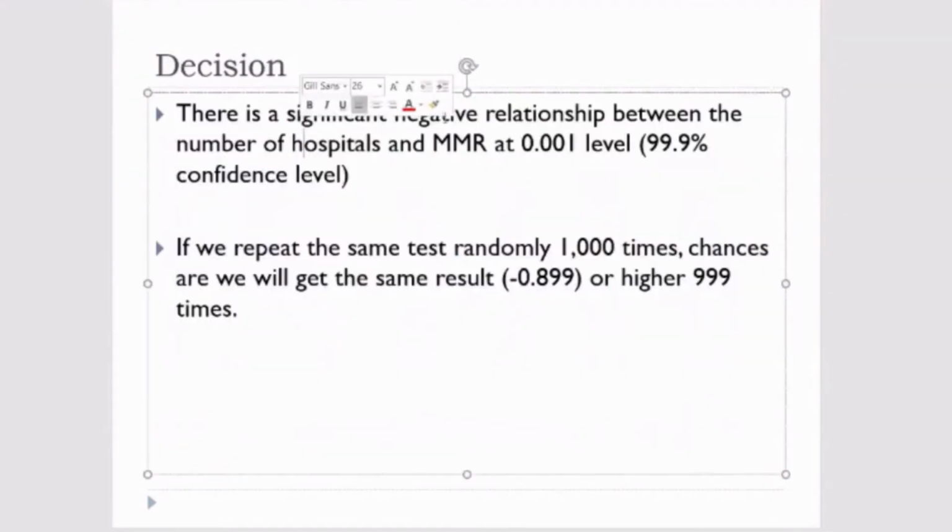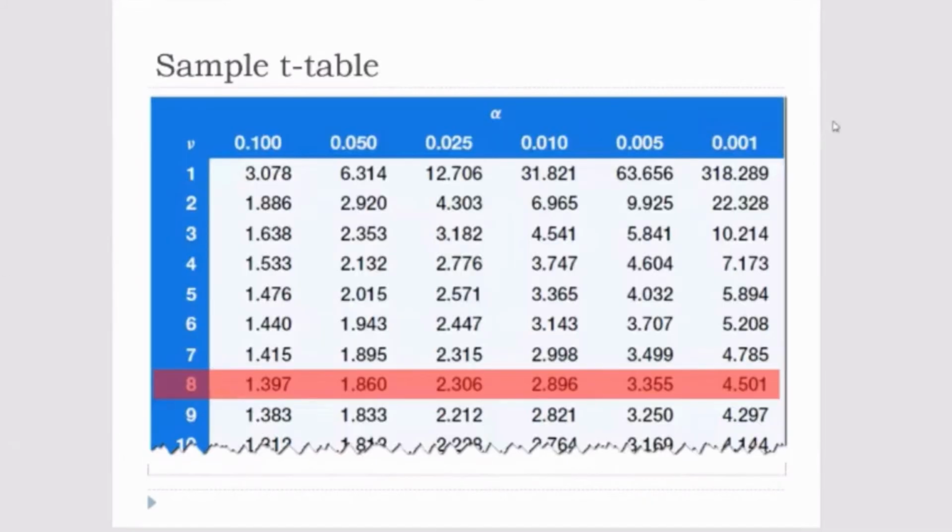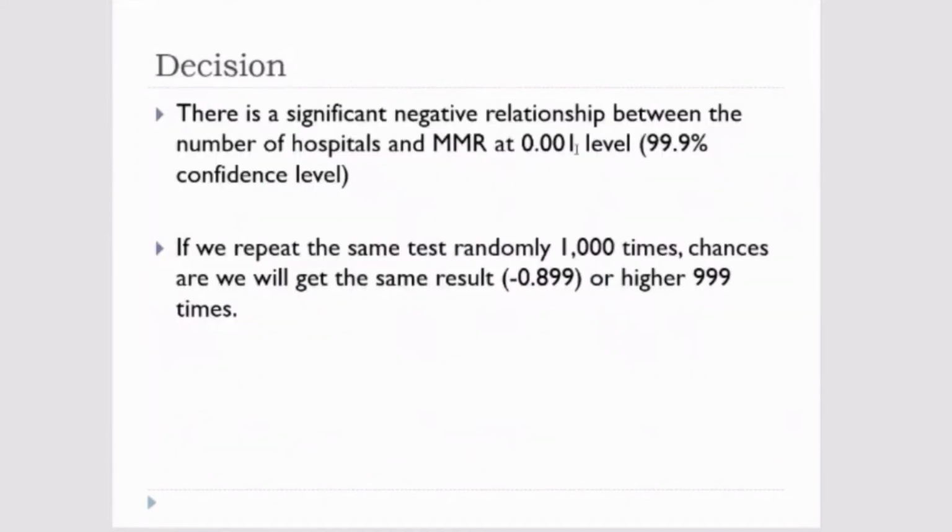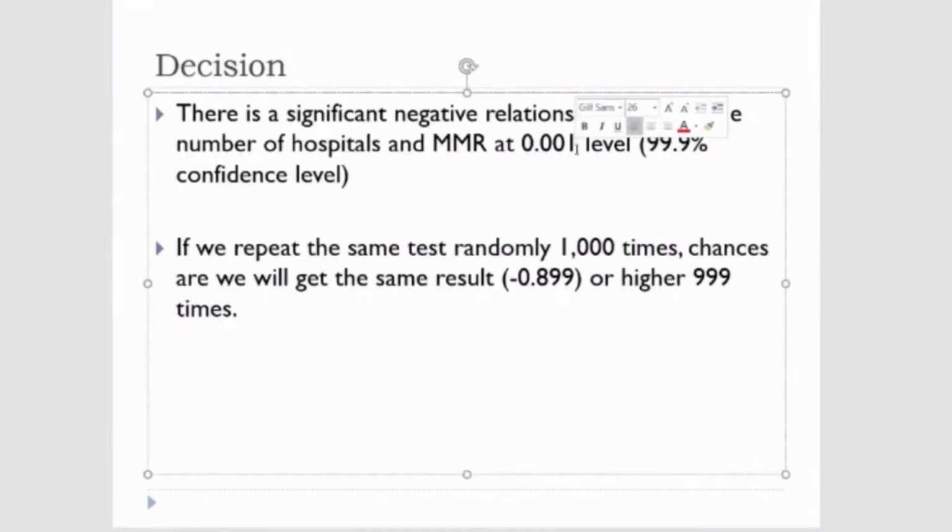So there's a significant negative relationship between number of hospitals and MMR at 0.001 level. So pwede na to magamit at 0.001. As I've said, mostly kung sa research, di na ta kayo mogamit og 0.001, lang mga social economic research. Or 99, later we'll talk about confidence level.